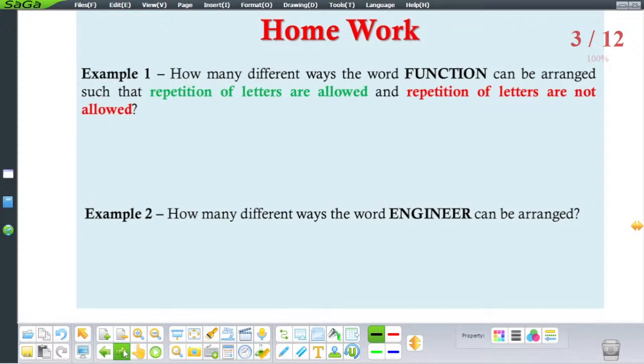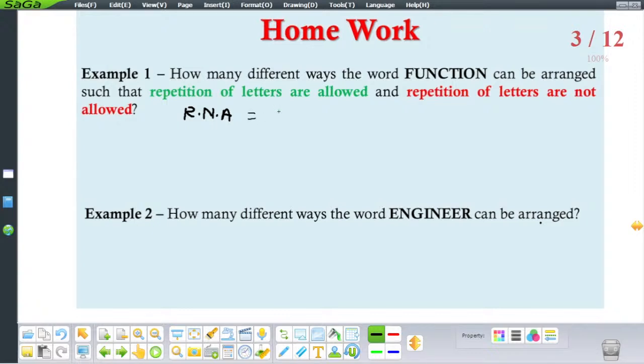The first example was: in how many different ways can the word FUNCTION be arranged such that repetition of letters is allowed, meaning whatever letters are there can be repeated, and repetition of letters is not allowed, meaning no letter can be repeated. How are we going to get the different ways? First, when repetition of letters is not allowed, we get the final answer as follows.